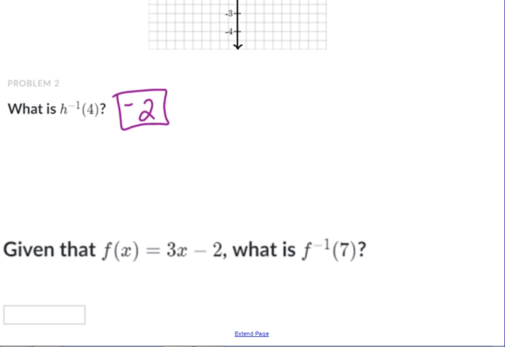f of x is just a fancy way of saying y. So we set our equation equal to 7. It's the same thing that we just did with the graph, guys. We were finding the y value and trying to find out which x value gave us that y value. We're doing the same thing here. We're just doing it algebraically. So we add 2, divide by 3. So f inverse of 7 is positive 3.